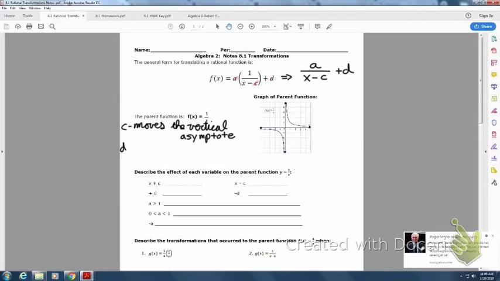And then your D value, that is going to move the horizontal asymptote.